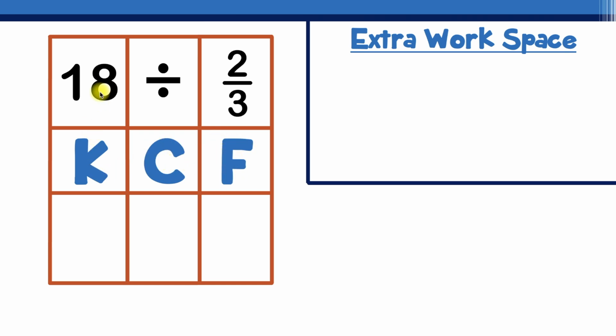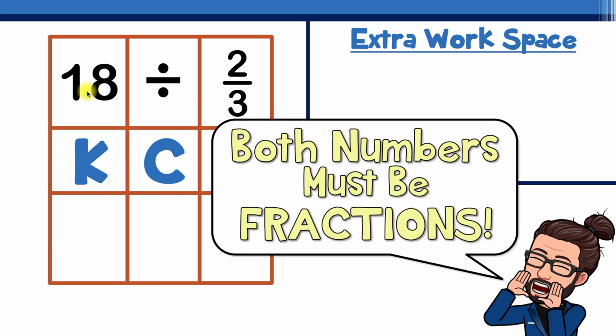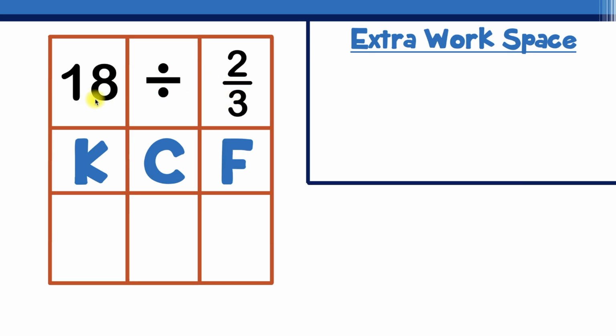We're going to keep the first value the same, we're going to change our division to multiplication, and then we're going to flip our fraction so that the top becomes the bottom and the bottom becomes the top. But before we can even do that, we need to make sure that all of our values that we're dealing with are fractions. And this number, 18, is not yet. So how do we turn 18 into a fraction?